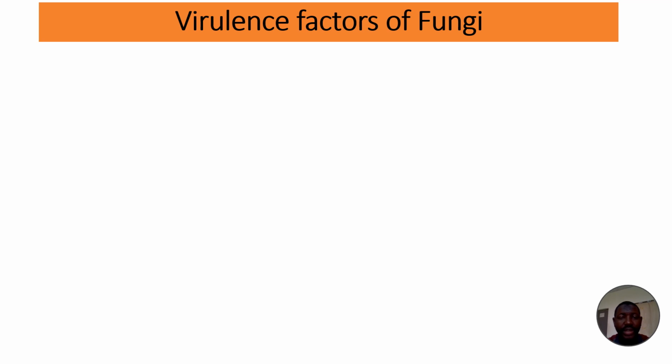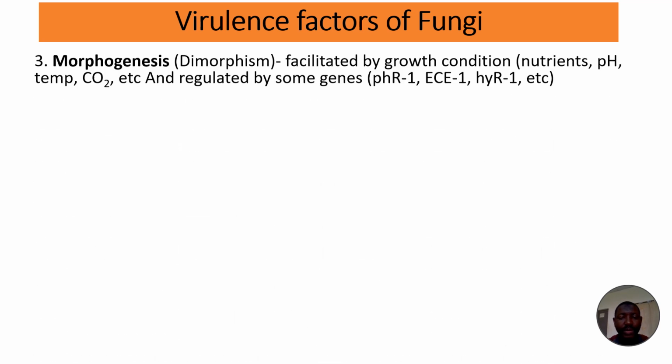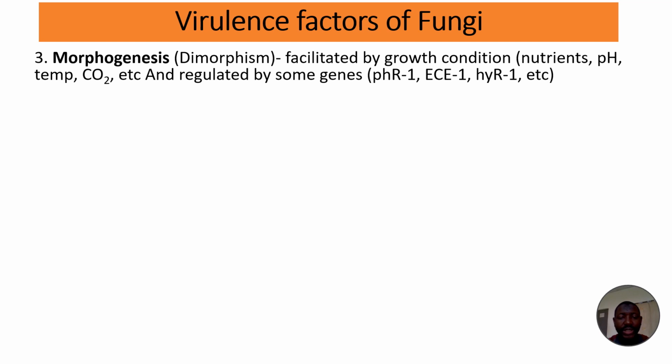Now, the next virulent factor of fungi after biofilm formation is morphogenesis, which is otherwise called dimorphism. Dimorphism is just a transition from unicellular yeast form to filamentous form and vice versa. So it involves the transition either from mold fungal form to yeast form. This particular virulent factor is usually utilized by fungi to spread from the portal of entry.